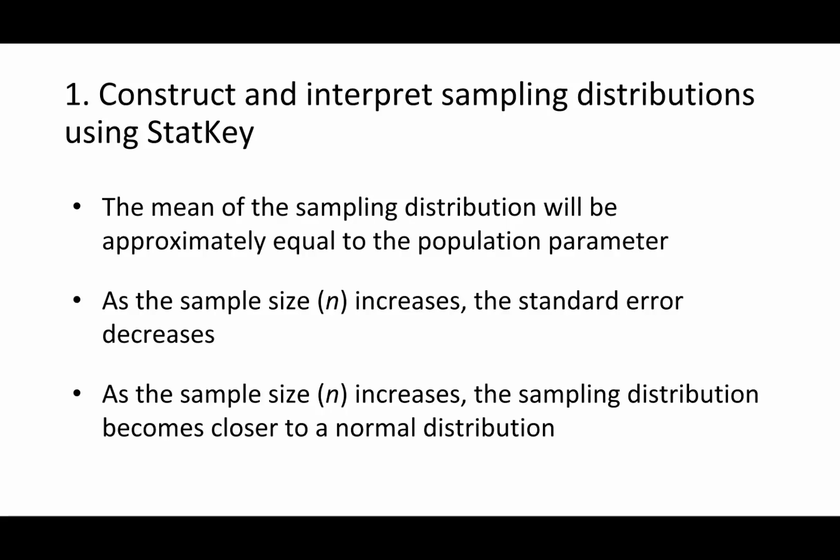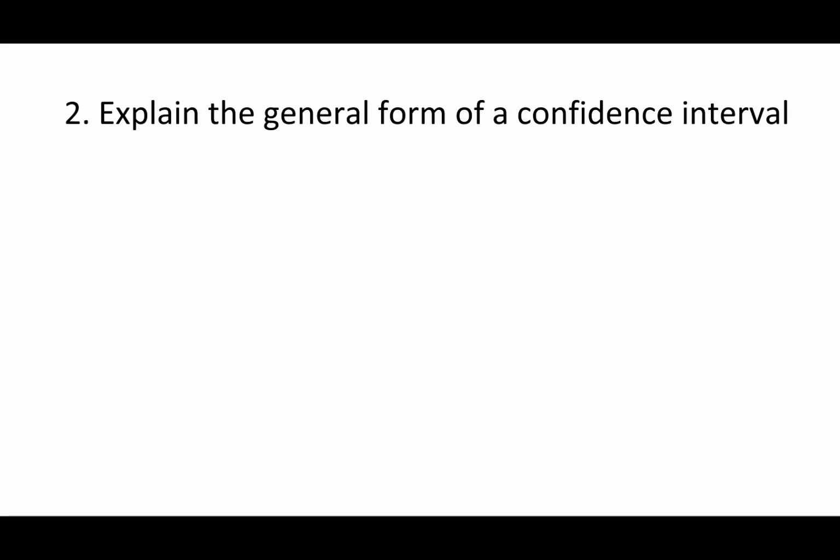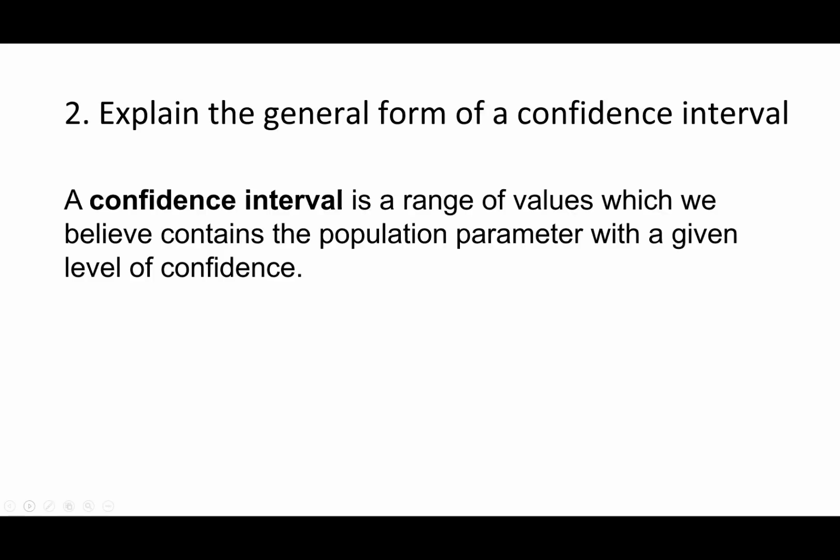The second learning objective is to explain the general form of a confidence interval. A confidence interval is a range of values which we believe contains the population parameter with a given level of confidence. The general form of a confidence interval is the sample statistic plus and minus the margin of error.